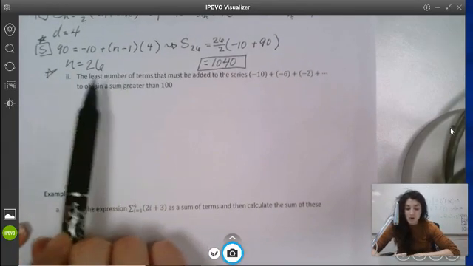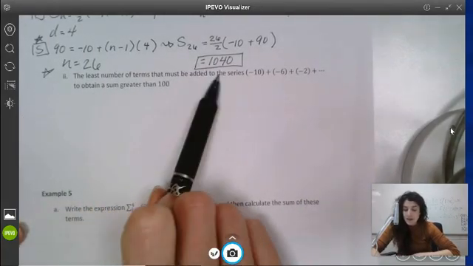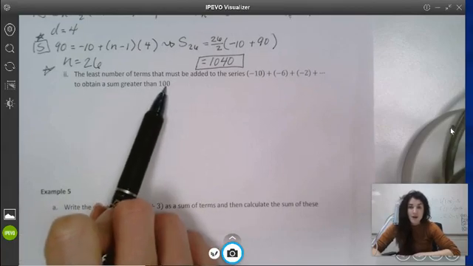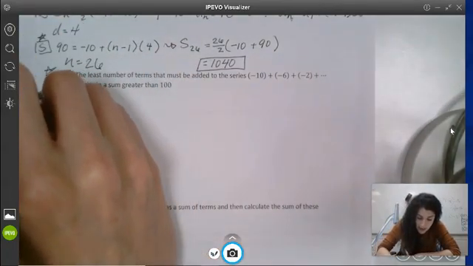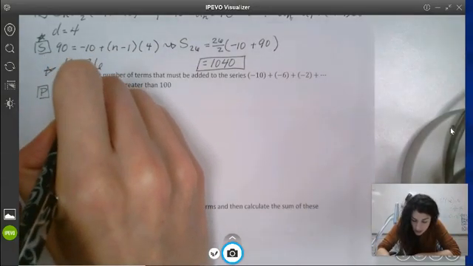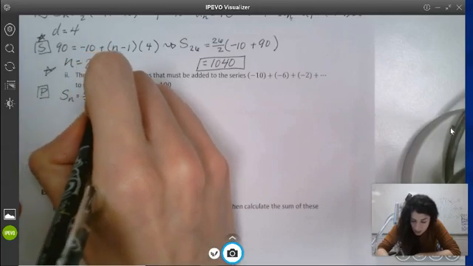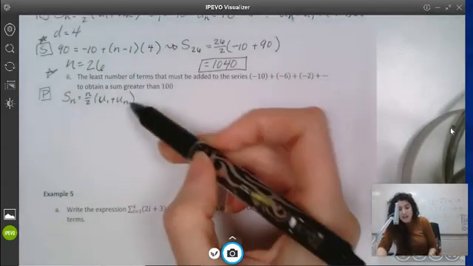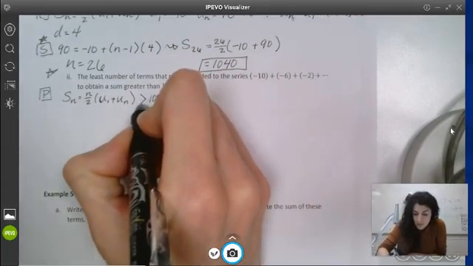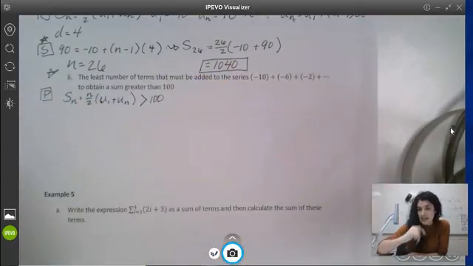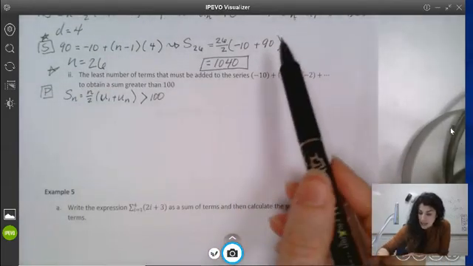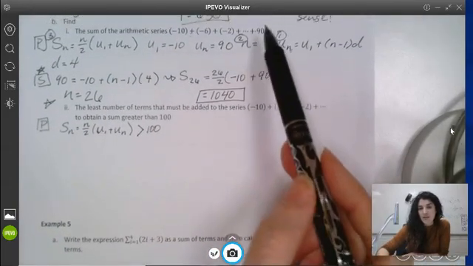It says the least number of terms. We want to find the least number of terms that must be added to the series to obtain a sum greater than 100. Well, it's asking about the sum, so I know I'm dealing with S sub n equals n over 2 times u sub 1 plus u sub n. And it specifically says that we want this sum to be greater than 100, which means our monster is going to eat the sum and not 100.